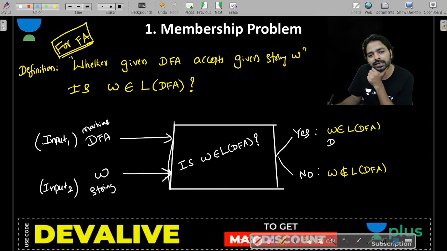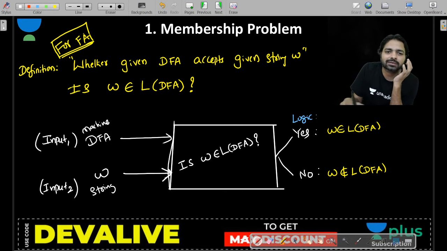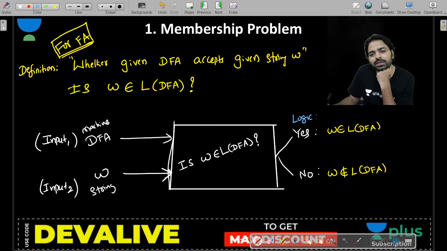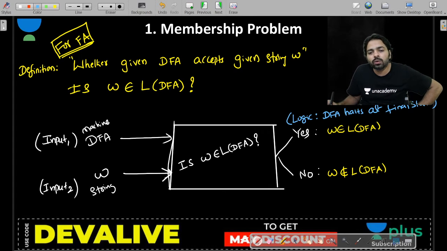What is the logic I am writing here? Logic for yes: it's not about one DFA, for every DFA I can answer it. The logic for yes is that the DFA halts at a final state. How do you know W belongs to that language? Because the DFA halts at a final state when we run that W on that DFA. And for no, what is the logic? The given DFA halts at a non-final state for the given W.